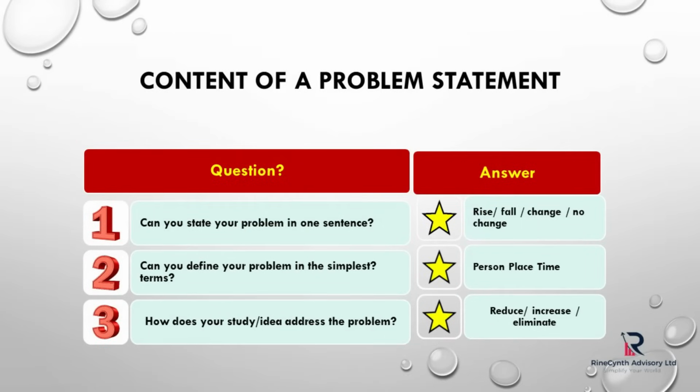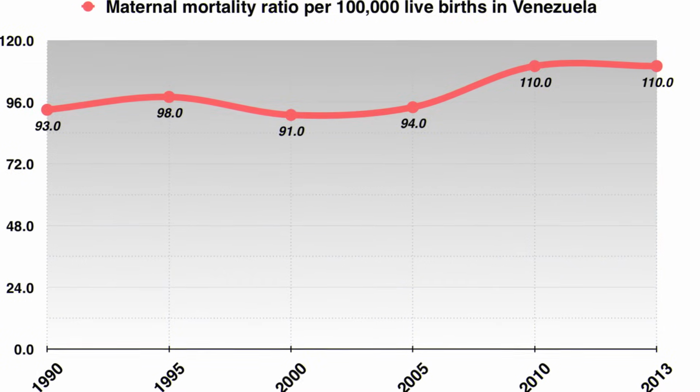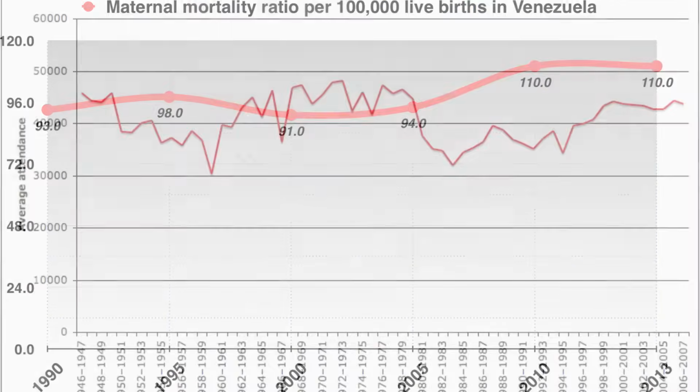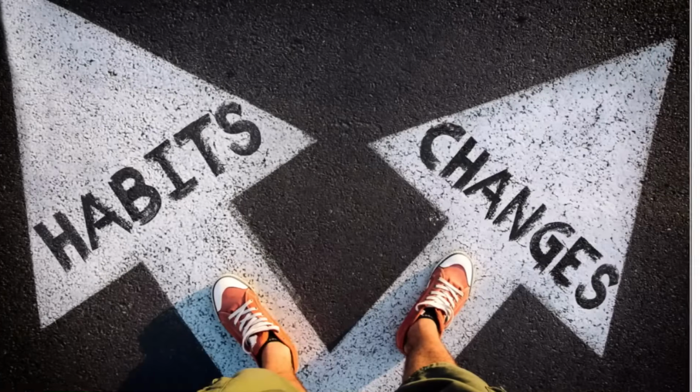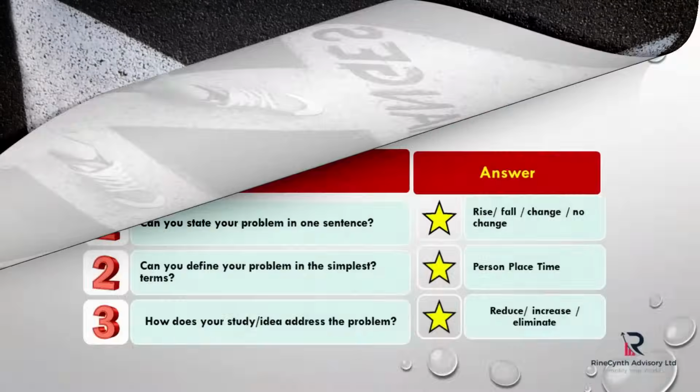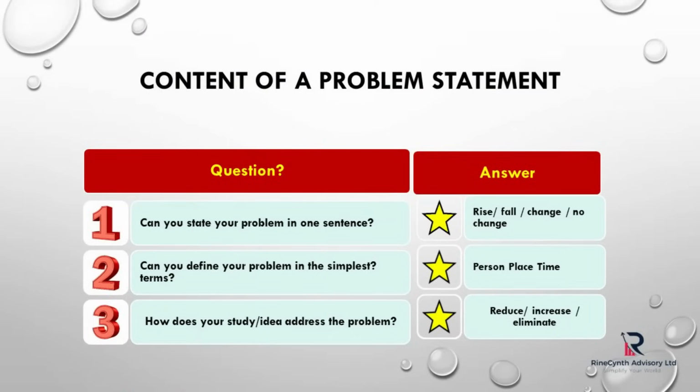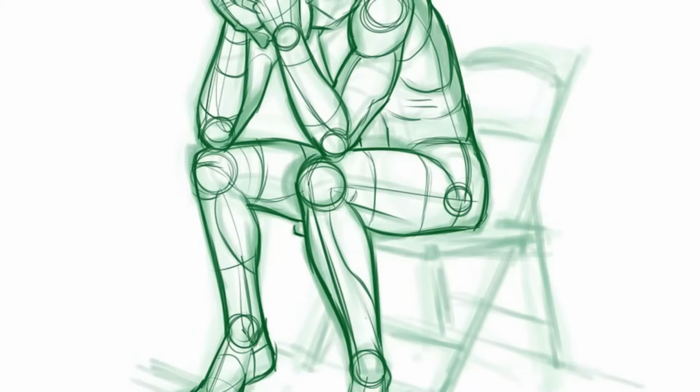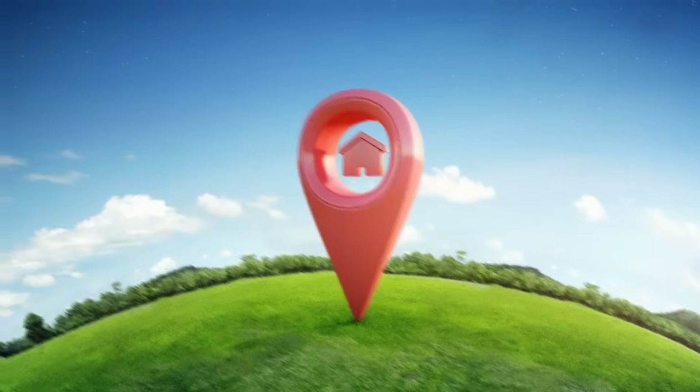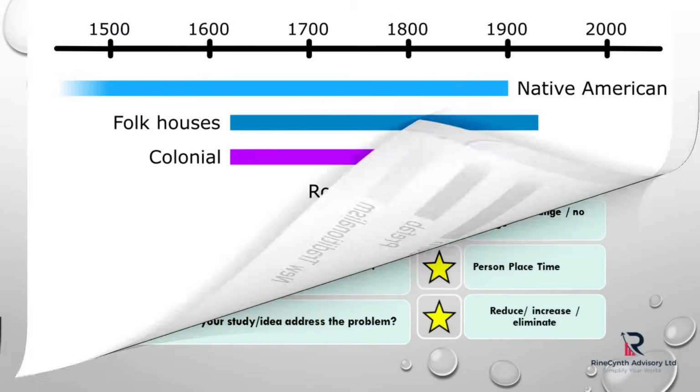The first paragraph of a problem statement should contain a sentence indicating the presence of a problem. Such statements typically describe a phenomenon, e.g. rise in maternal death or fall in OPD attendance, or a change in a particular habit. A problem statement also contains details to the problems in terms of who is affected, where the problem is occurring, and the period in which it occurs.